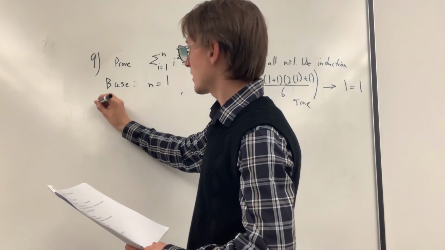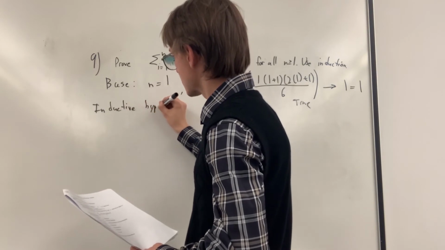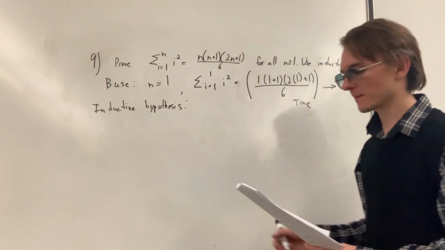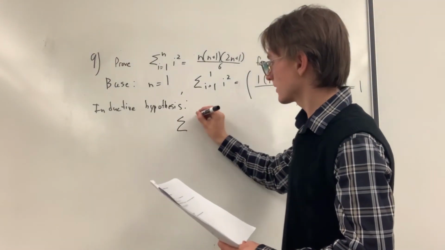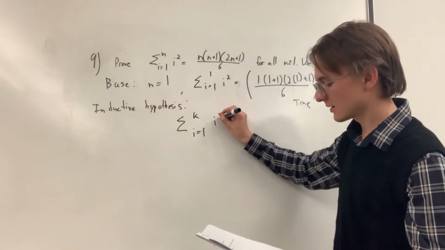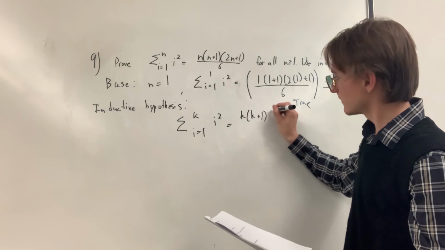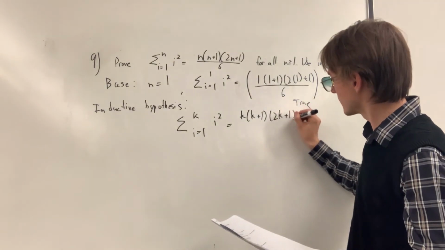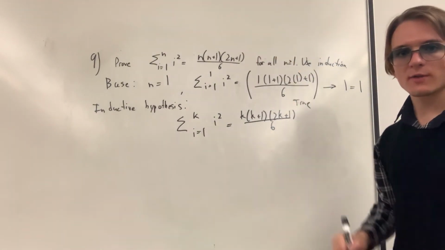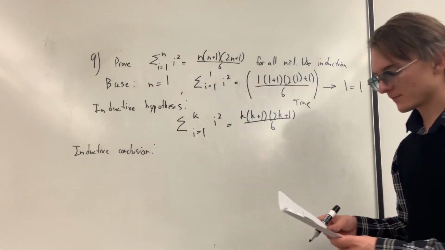Next, we have our inductive hypothesis. In other words, our assumption. So, we plug in k for n. We have the sum from i equals 1 iterating through to k of i squared, and we assume this holds true: k times k plus 1, 2k plus 1, all over 6. All we simply did was take this formula here and replace all n's with k. Next, we have our inductive conclusion that we need to prove. So we set it up.